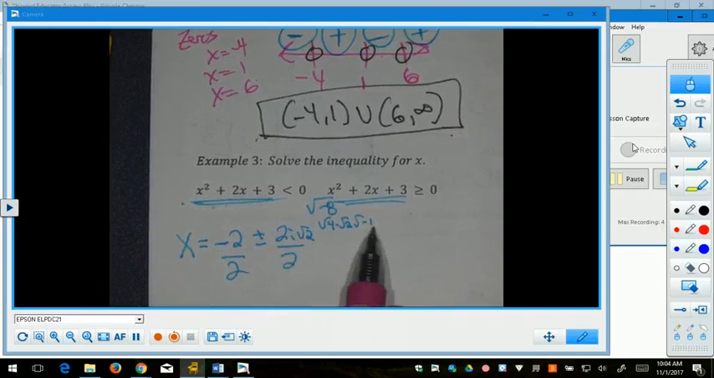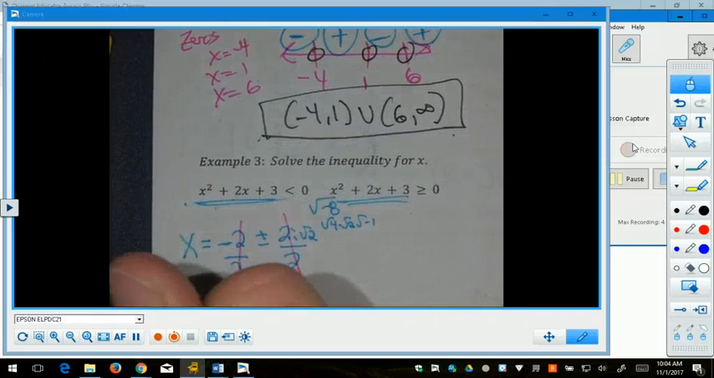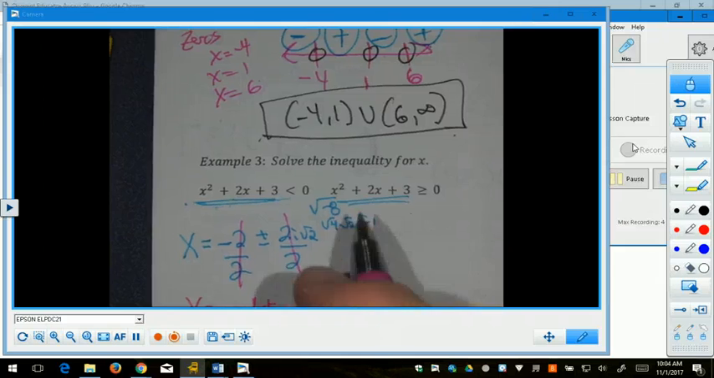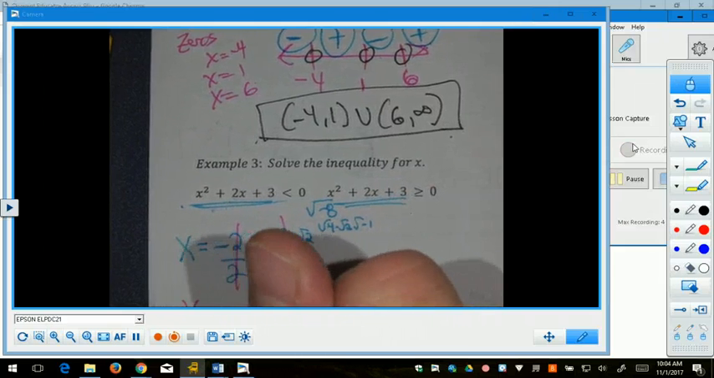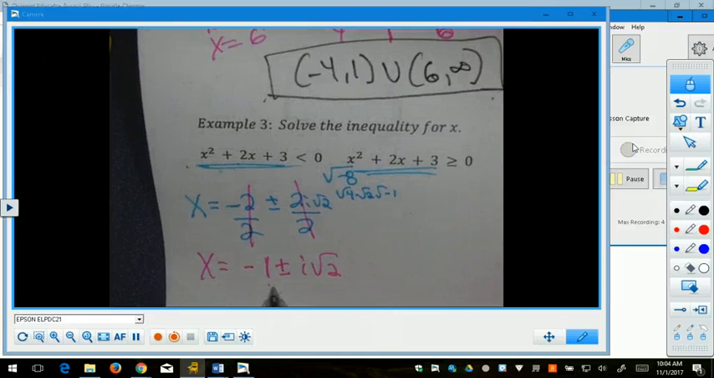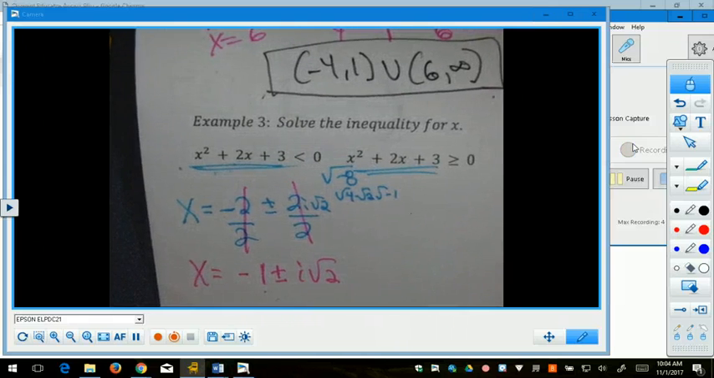The square root of 4 is 2, square root of -1 is i, square root of 2 is left over. The 2's cancel. I have my answers for x. I don't really care about my answers for x unless they're just irrational. In this case, they're not even real. They're complex. They involve imaginary numbers. So what's that going to look like on my graph?